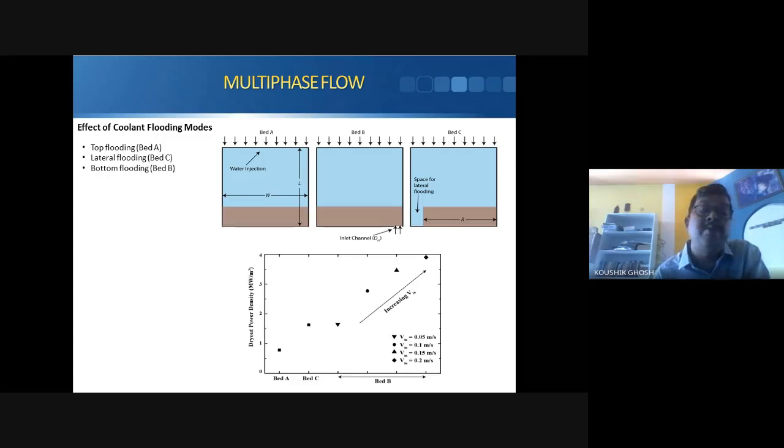Next, the effect of the coolant flooding mode, how the coolant flooding mode is changing things. Say there is one top flooding, one bottom flooding here, and then the lateral flooding. How is this changing the dryout heat flux? The dryout heat flux is influenced like this by bed A, bed C, bed B. You can see that with the bottom injection and lateral, we have the maximum dryout limit. So the cooling effect is better and the dryout margin is better.